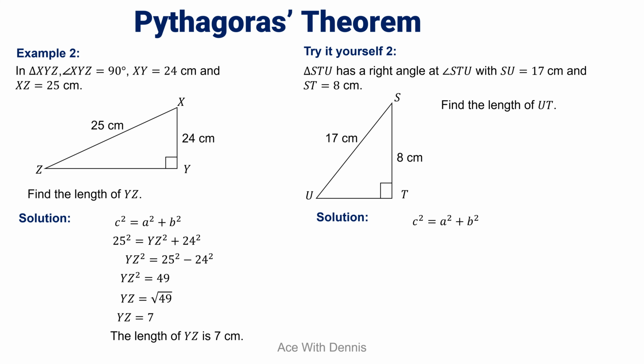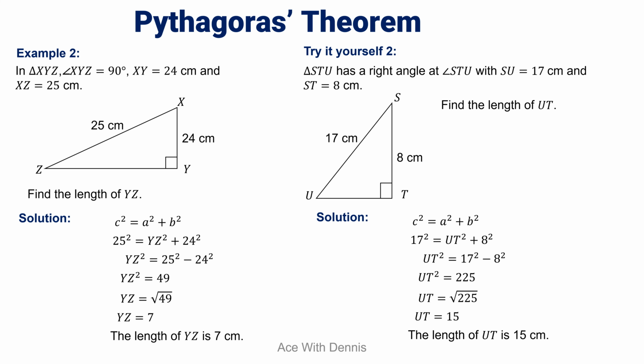Okay, here's the solution. Start with the Pythagoras theorem formula: C squared equals A squared plus B squared. We want to find UT, and the hypotenuse is 17. So the equation is 17 squared equals UT squared plus 8 squared. Hence, UT squared equals 17 squared minus 8 squared, which is 225. So UT will be the square root of 225, which is 15. Hence, the length of UT is 15 centimeters.